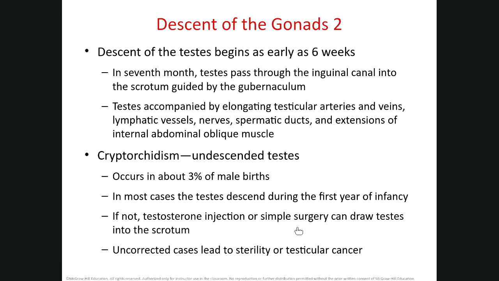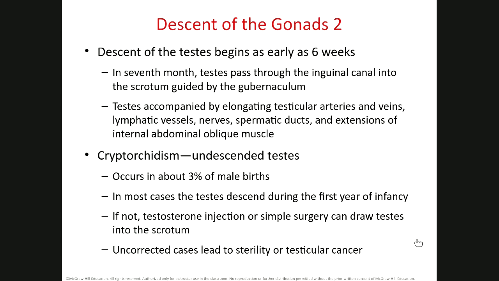Usually, testis usually descend in the first year of infancy. If not, we need to employ testosterone injections. The worst case is we have to do a simple surgery that brings the testis into the scrotum. If this testis does not get corrected, it can lead to testicular cancer and sterility. So it's important that we follow up.